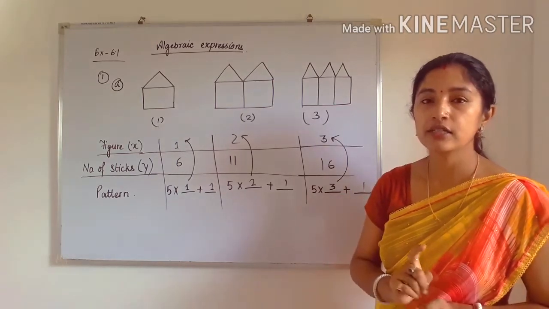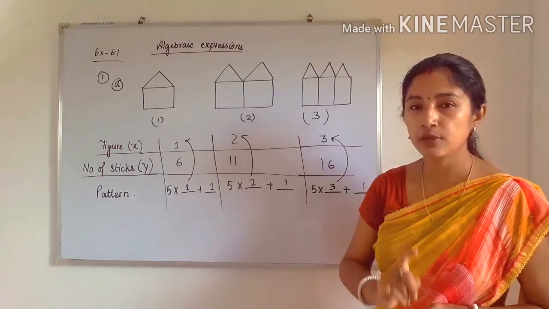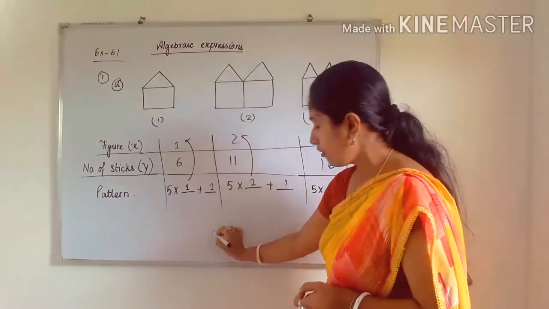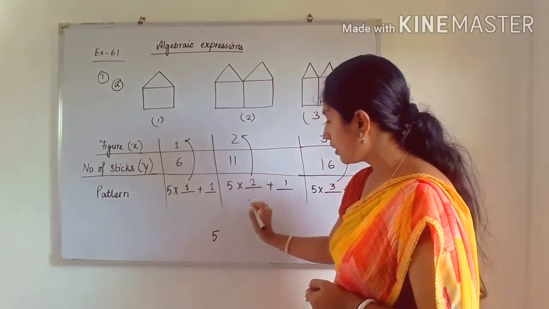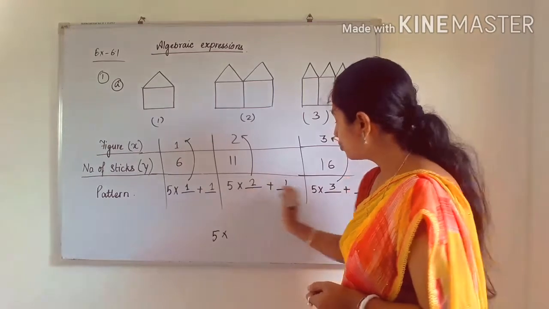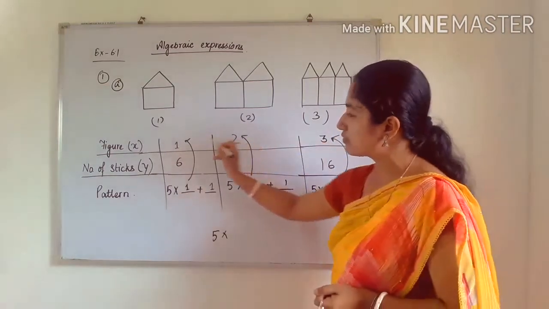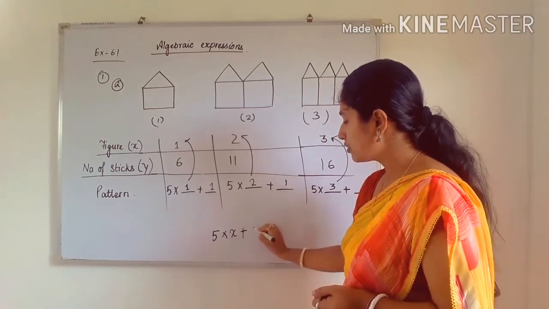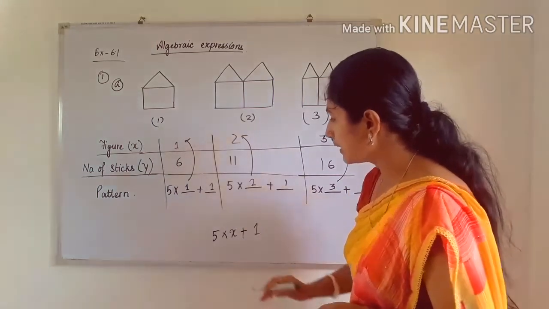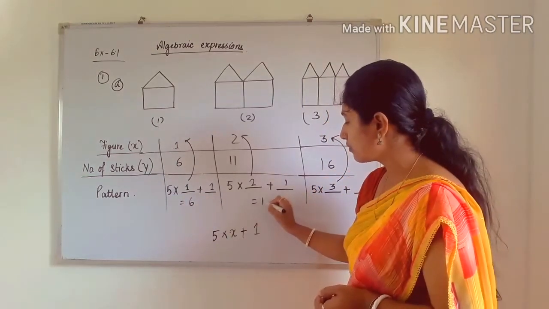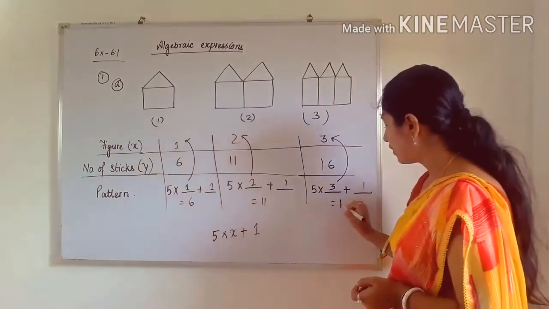if I want to write the general formula, or you can say the algebraic expression, how to write this expression? We can write 5 will be constant, because 5 is also not changing, into 1, 2, 3, this is changing, so this is denoted by a variable, that is x. So 5 into x plus 1. And what we are getting, see, by solving this we will get 6. Again by solving this we will get 11. By solving this we will get 16.